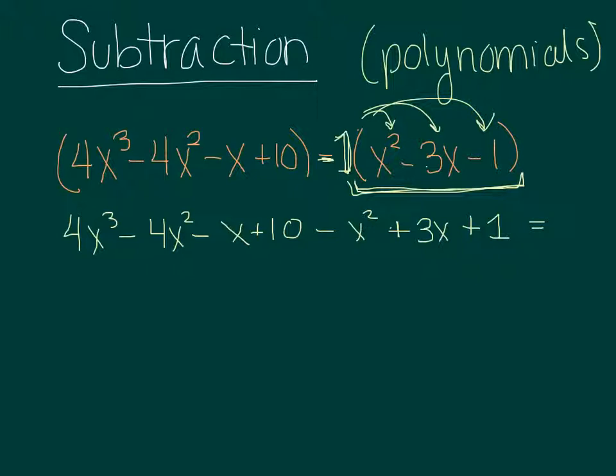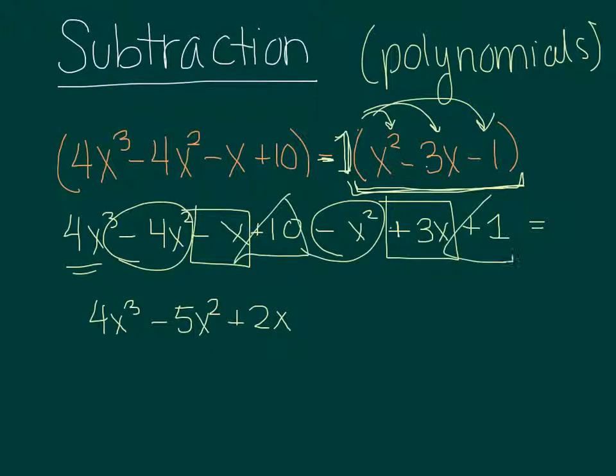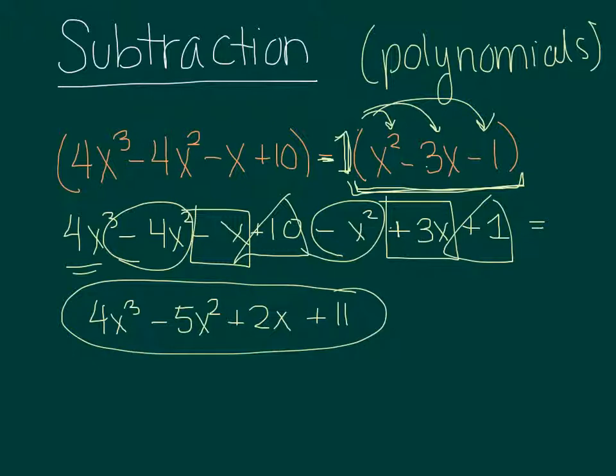And now that my parentheses are gone, I'm doing it just like addition. I'm just combining like terms. So my 4x to the third doesn't have a pair, so 4x to the third is all alone. Then I have minus 4x squared minus x squared, which is minus 5x squared. Minus x plus 3x is plus 2x, and then plus 10 plus 1 is plus 11. And that would be my final answer.